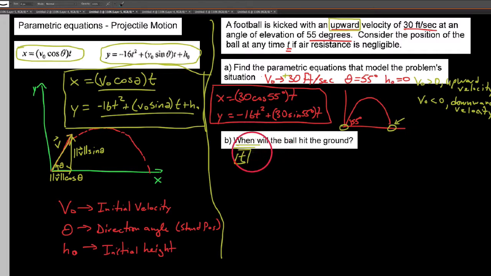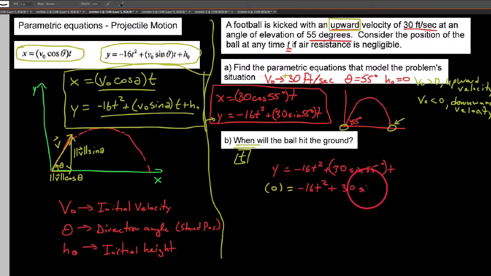So if we're looking for what is the time when our ball hit the ground, let's do this. Let's grab our y parametric equation here, which was negative 16t squared plus 30 sine 55 degrees t plus 0. We're going to set y equal to 0, and we're going to go solve for our t value. Now, the first time that I usually show this to people, they're like, how am I going to solve for t, Mr. A? Like, that's hard to do.